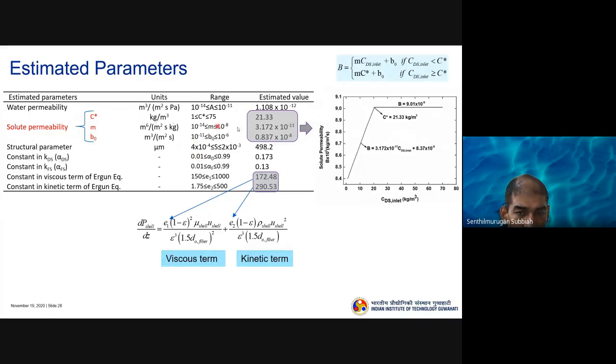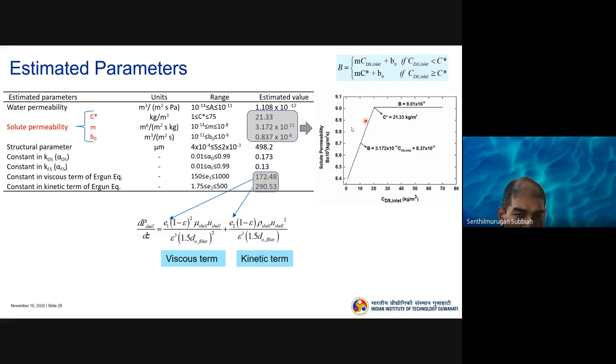So we observed the solute permeability is varying with respect to concentration. Because the diffusivity of the salt in the solution is going to vary with respect to the concentration. From that angle, we also found it is constant for some concentration. After that, it is reducing. When concentration is reduced, the solute permeability is reducing.